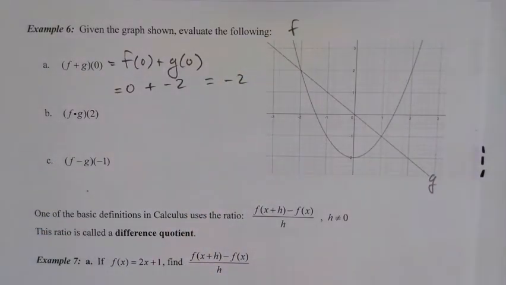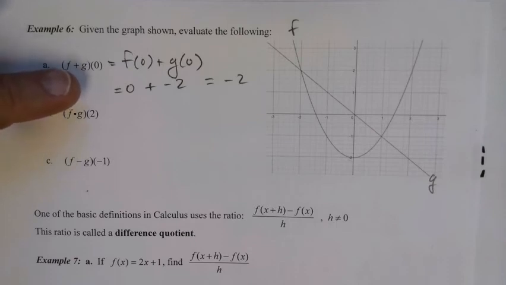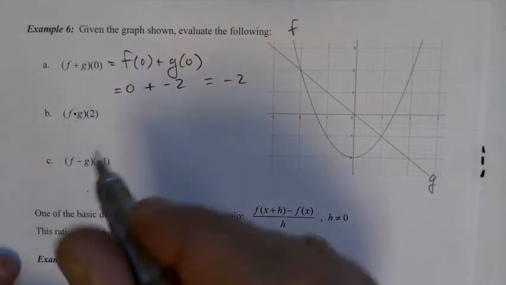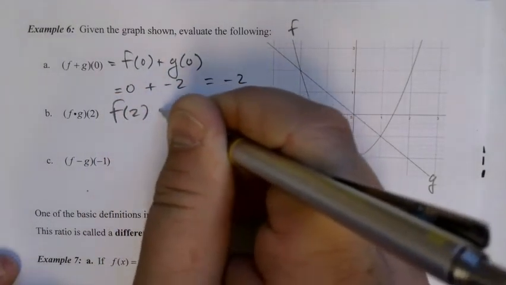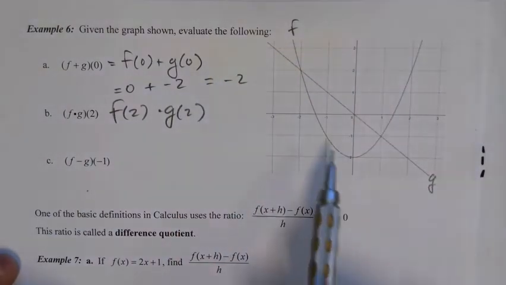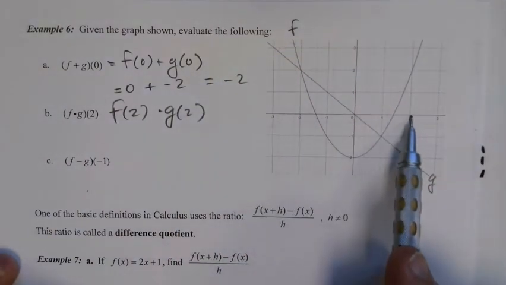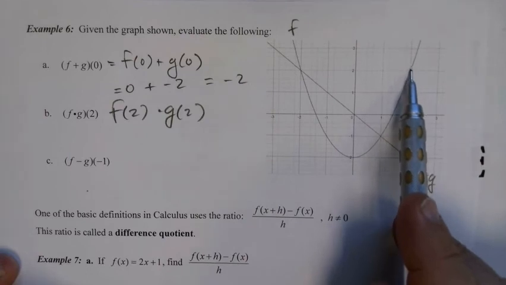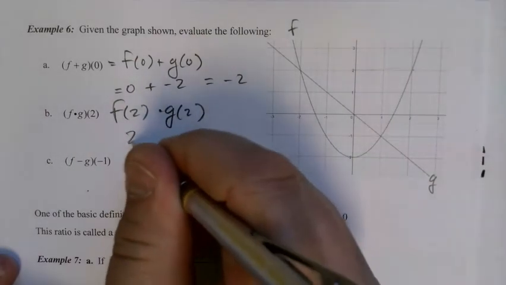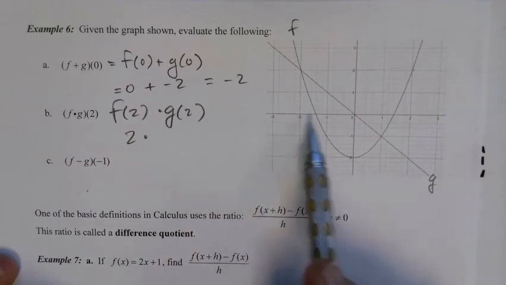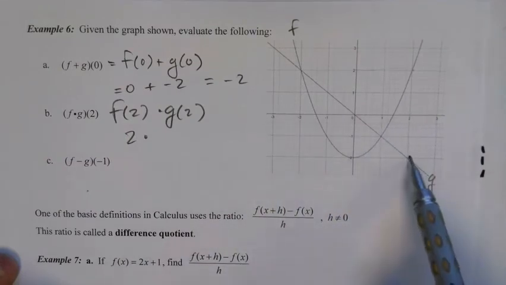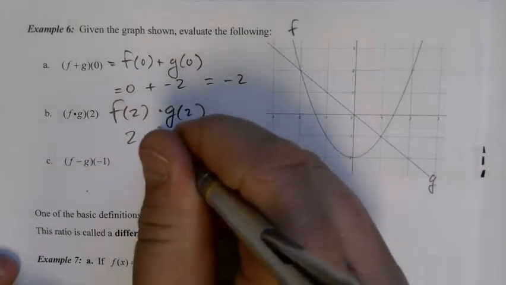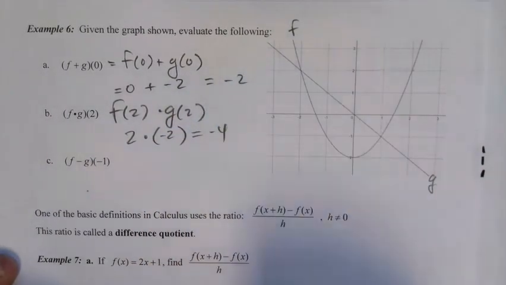So the difference, when I'm finding these combinations, is that instead of using a table to find my values, I need to use the graph. So f times g of 2, that's f of 2 times g of 2. F of 2, I'm going to go to 2, and I'll find f. That's right there. That's 2, right? So 2 times g of 2. G of 2, so I'm going to go to 2, go to where g is. That's right there. Well, that's at negative 2. 2 times negative 2 is negative 4.